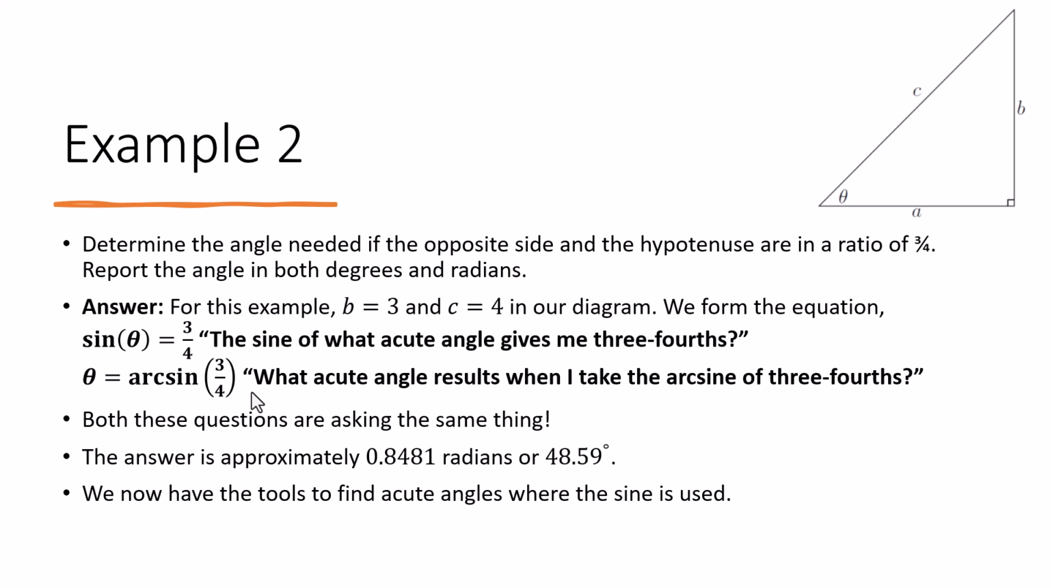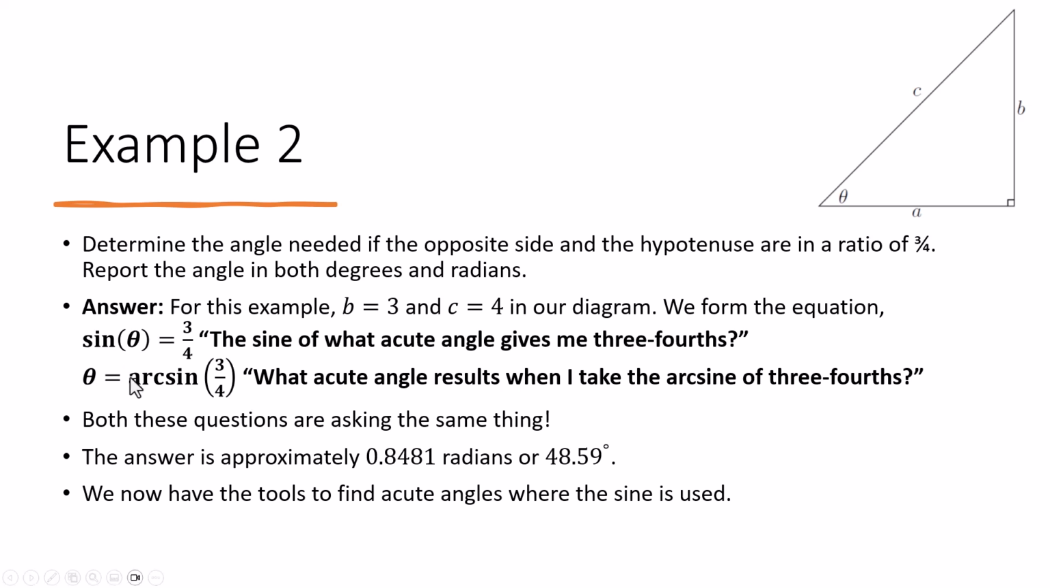Our answer is going to be approximately 0.8481 radians, or 48.59 degrees. Again, using technology for this, make sure that you are in the correct mode. Before you do any trig calculations, make sure that the mode, whether it's degree mode or radian mode, has been checked and verified for the problem before you start any calculations.